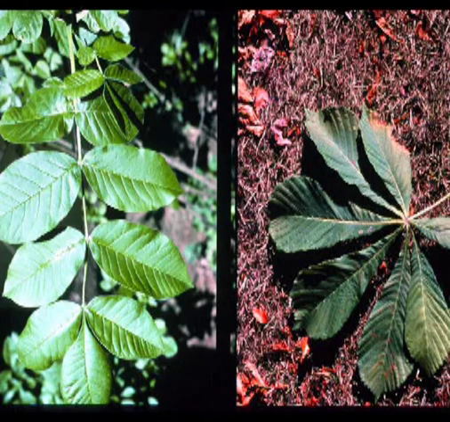If leaflets are attached along either side of the rachis, then the leaf is termed pinnately compound, as is this ash leaf. If the end of the petiole is the point of attachment for all the leaflets, then the leaf is termed palmately compound, as is this horse chestnut leaf.